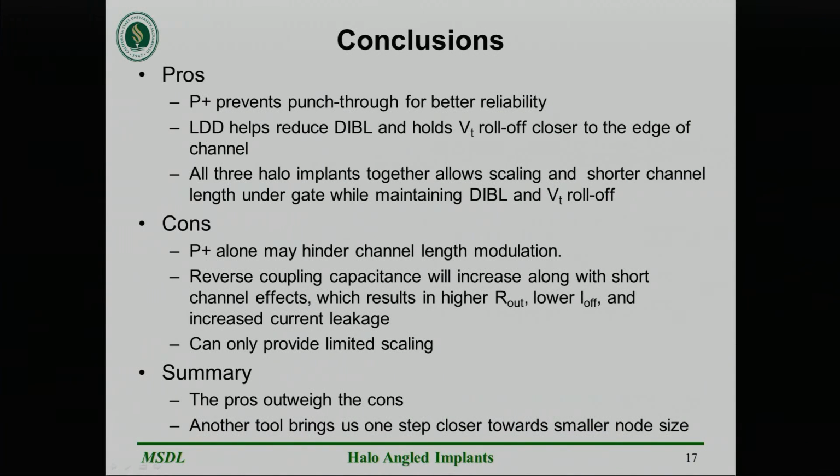The cons: the P doping alone may hinder channel length modulation. Reverse coupling capacitance will increase along with short channel effects, which results in higher R out, lower I-off, and increased leakage current. Halo implants can only provide limited scaling. In summary, though, the pros outweigh the cons. It provides us one extra tool in bringing us one step closer to a smaller node size.